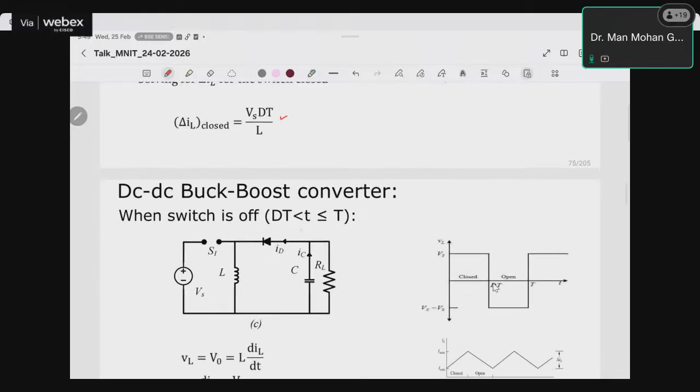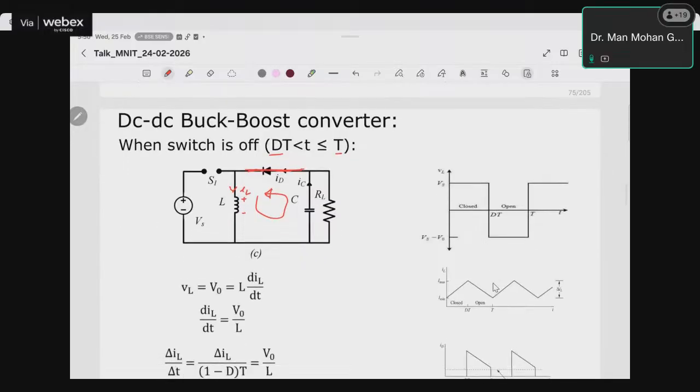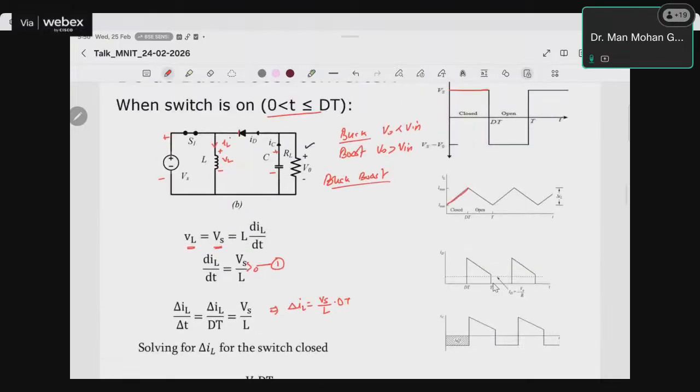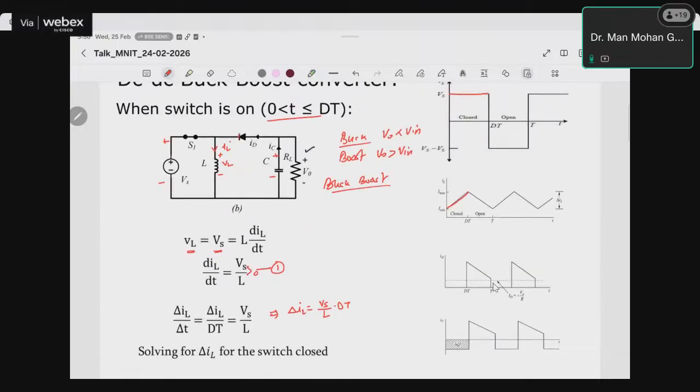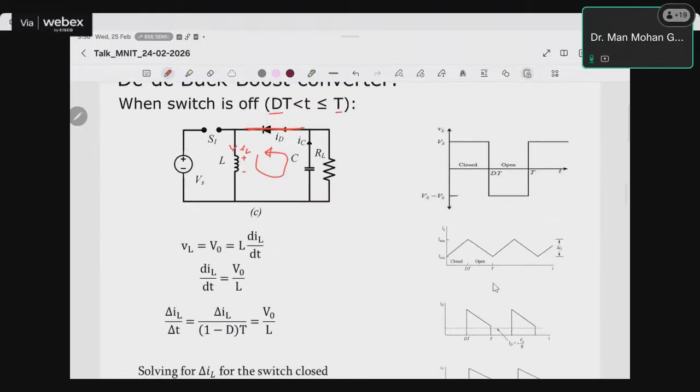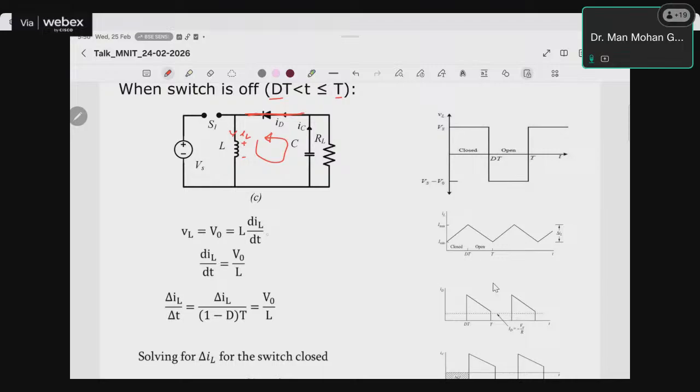Now when the switch is off, that is dt to t, because the inductor current does not have any path, this diode will be turned on. Now this inductor current will have a path through this diode, and this diode will be on now. So in this case, the equation, and one more thing, as I said earlier, this polarity is opposite of the input voltage. So VL is equal to V naught equal to L di by dt. This is VL, and we have taken this to be positive sign like that.